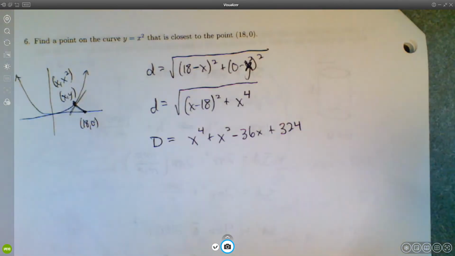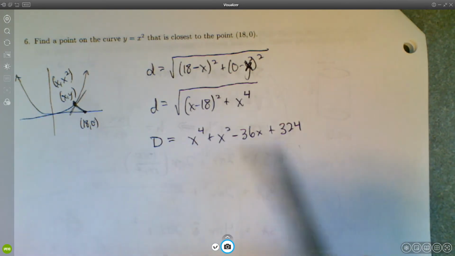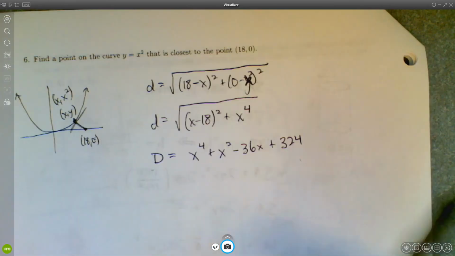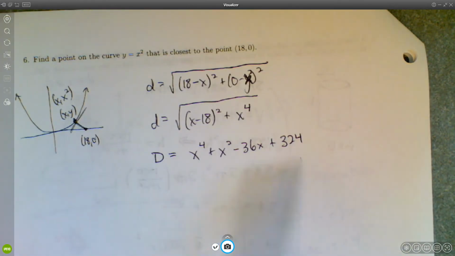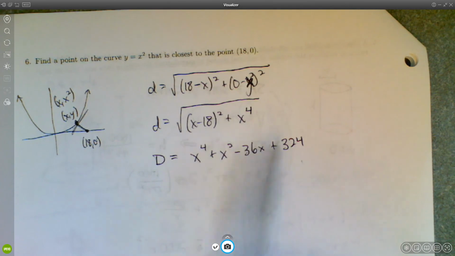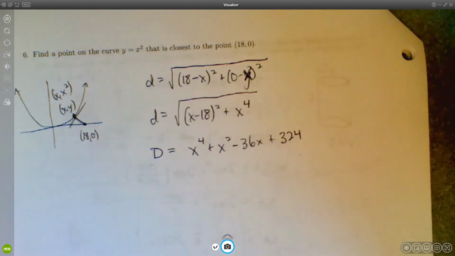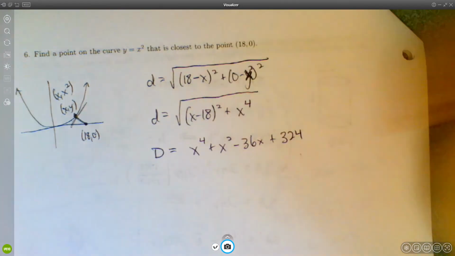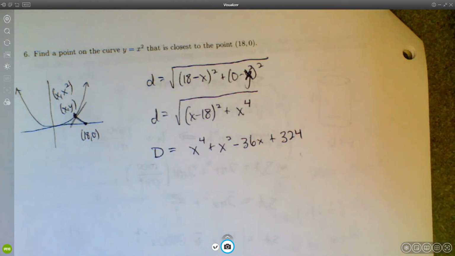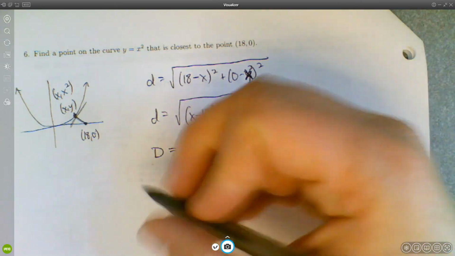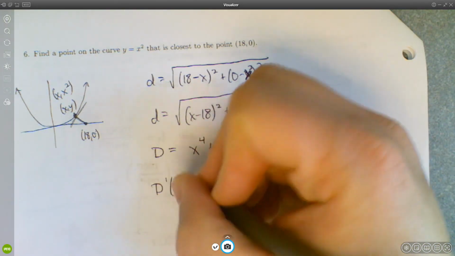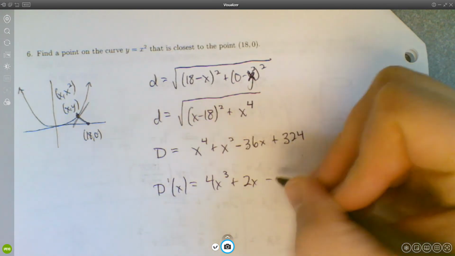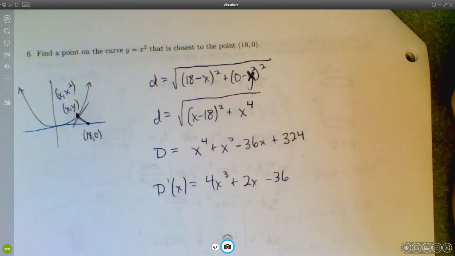So I'm going to minimize capital D, because I'm trying to get the closest point, and if I minimize capital D, then I will have minimized lowercase d as well. Really what I want to find is x, because if I can find x, then I can find the point that's closest to 18, 0. So let's differentiate. D prime of x is 4x cubed plus 2x minus 36.